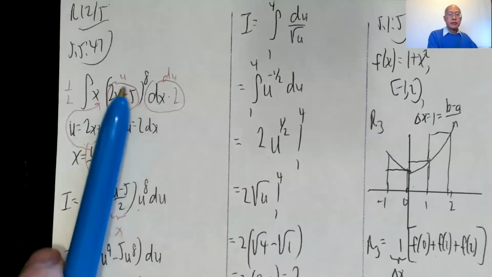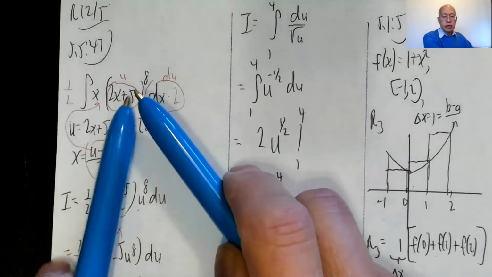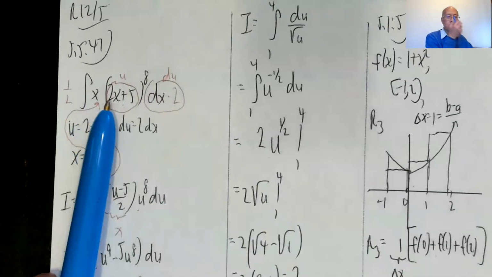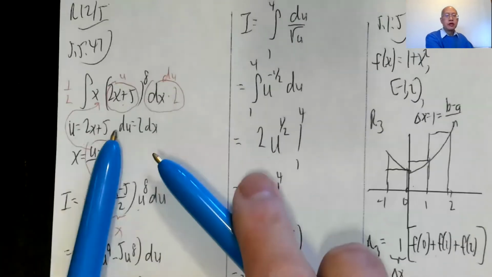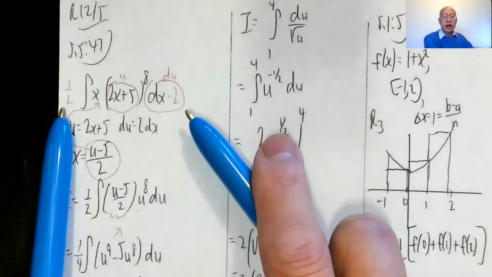The idea is to get this to be a single variable. This will not be a single variable, but that's okay. I want this one to just be u. This can be complicated. It doesn't matter. It's being raised to the first power. So let u be 2x plus 5. du is 2 dx. So I'll multiply by 2 inside and half outside.